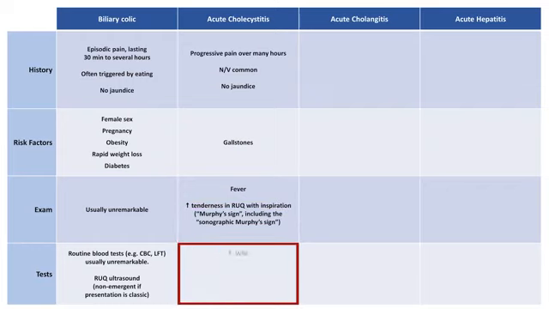Routine lab tests usually reveal an elevated white count with normal or near normal LFTs. A definitive diagnosis can usually be made with a right upper quadrant ultrasound.